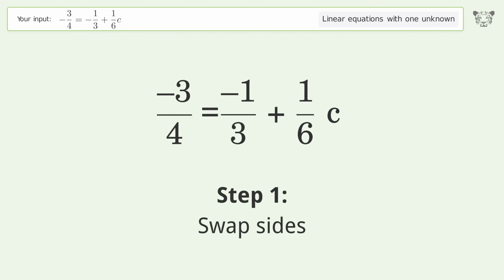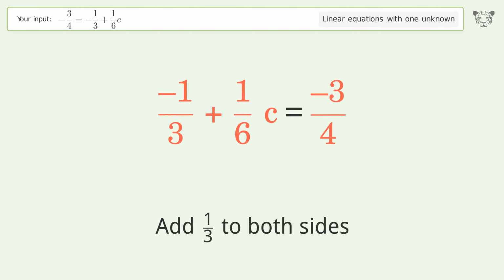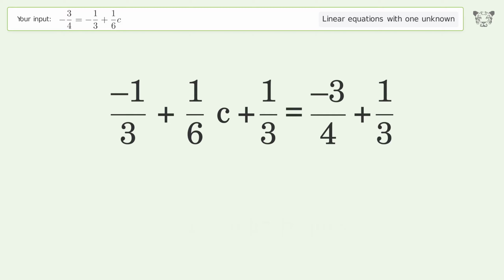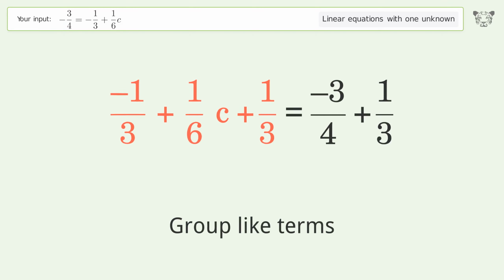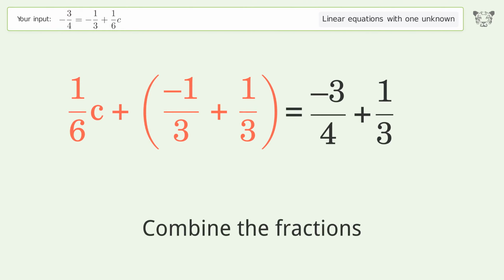Swap sides. Group all constants on the right side of the equation. Add 1/3 to both sides. Group like terms. Combine the fractions.